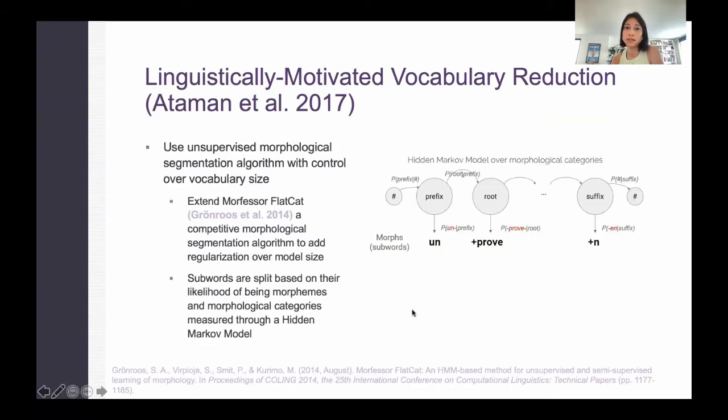So in order to test this hypothesis, I have extended this Morfessor FlatCat algorithm by Grönroos et al., and their algorithm uses a hidden Markov model for unsupervised or semi-supervised morphological segmentation. In this model, each state or category in the hidden Markov model represents a category of morpheme, such that word formation is modeled as a transition from, let's say, the beginning of the word until observing its root and the end of the word, usually with a suffix.